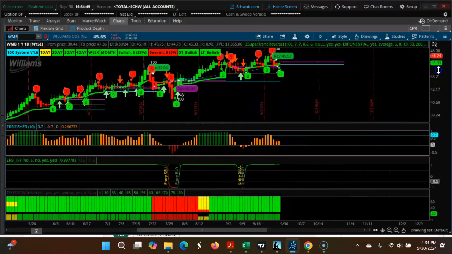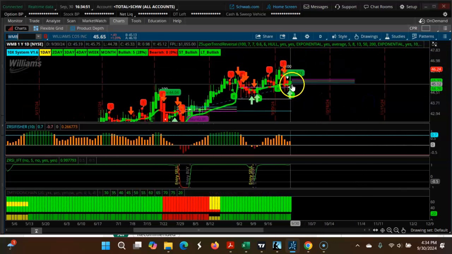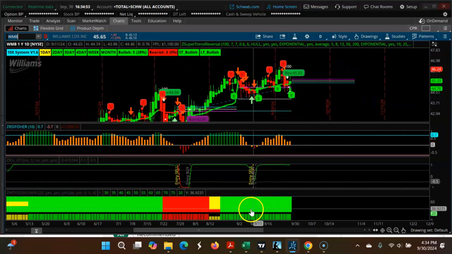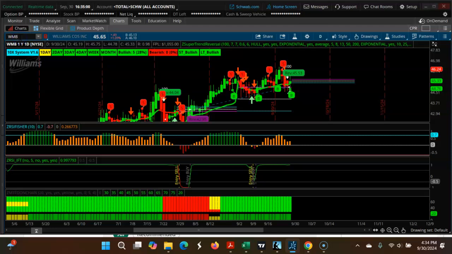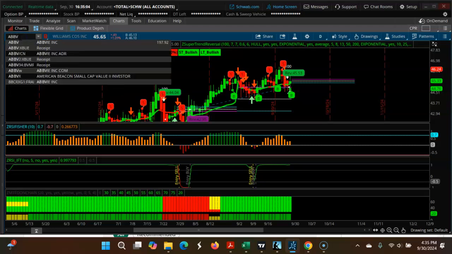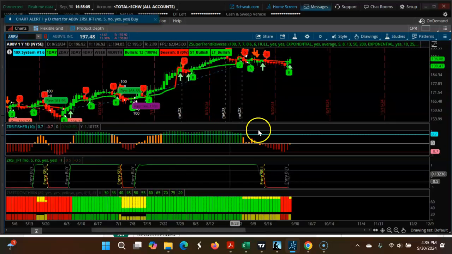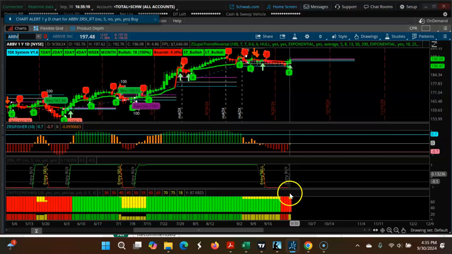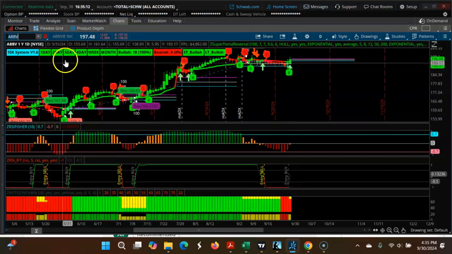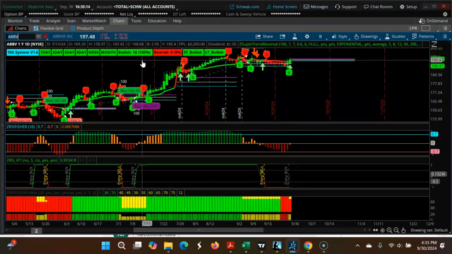Okay, we are on daily time frame. See buy signal here, green here. So WMB is all bullish. Next is ABBV. Buy signal here, entry buy here, bullish, all time frame bullish. Okay, so this is also bullish.